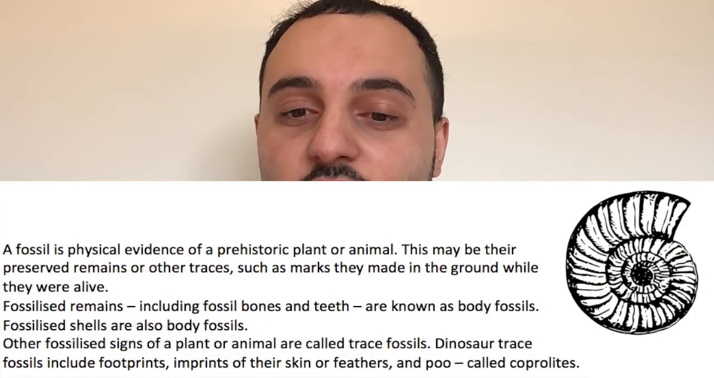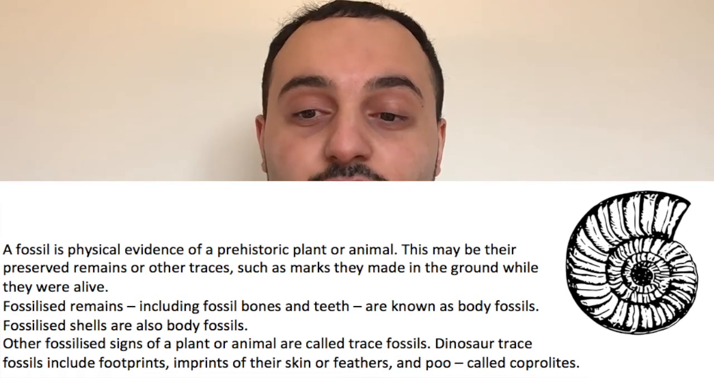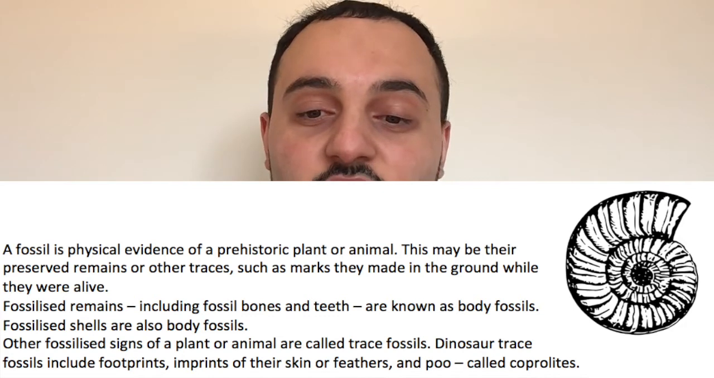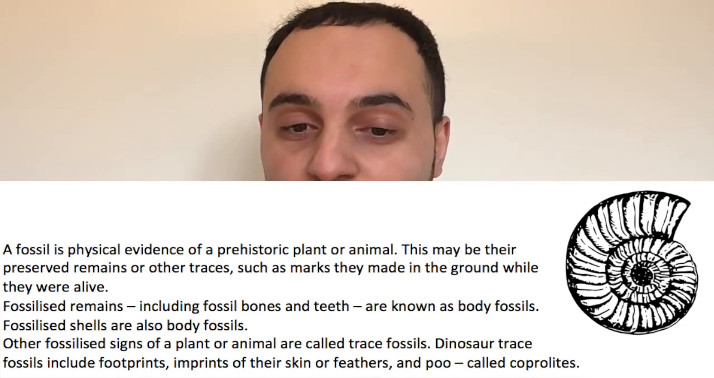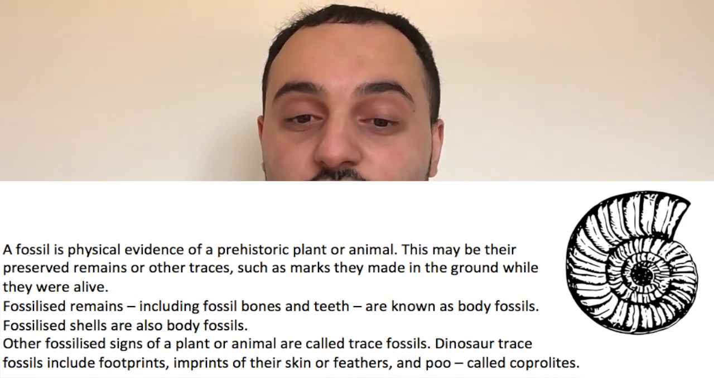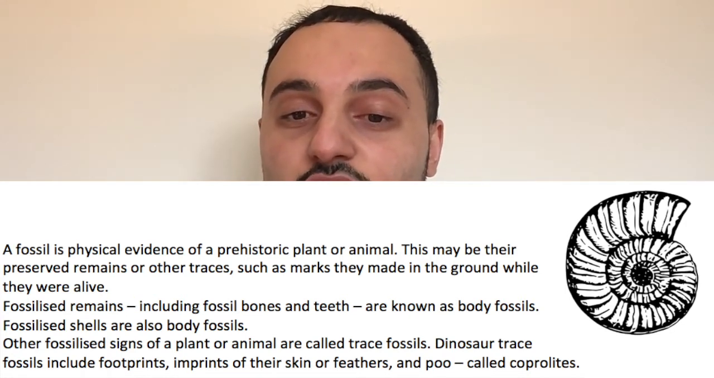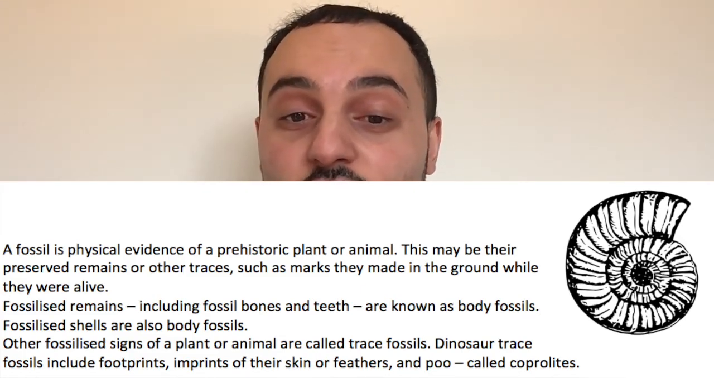So, fossils. A fossil is physical evidence of a prehistoric plant or animal. This may be their preserved remains or other traces, such as marks they made in the ground while they were alive. Fossilized remains, including fossil bones and teeth, are also known as body fossils. Fossilized shells are also body fossils. Other fossils, signs of plants and animals, are called trace fossils. Dinosaur trace fossils include footprints, imprints of their skin or feathers and poo, called coprolites.